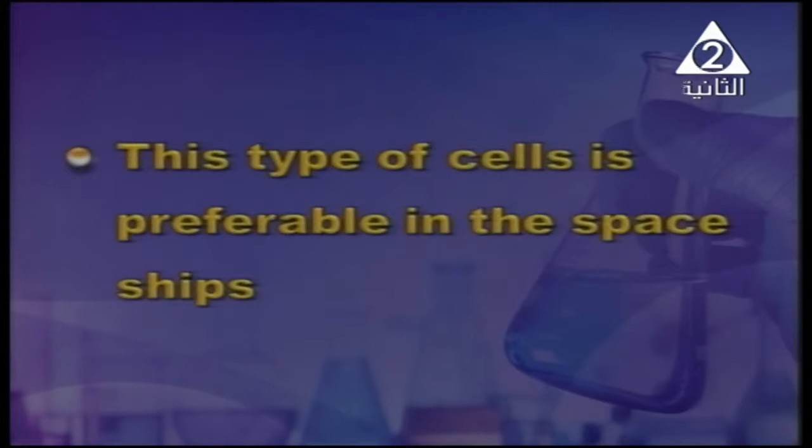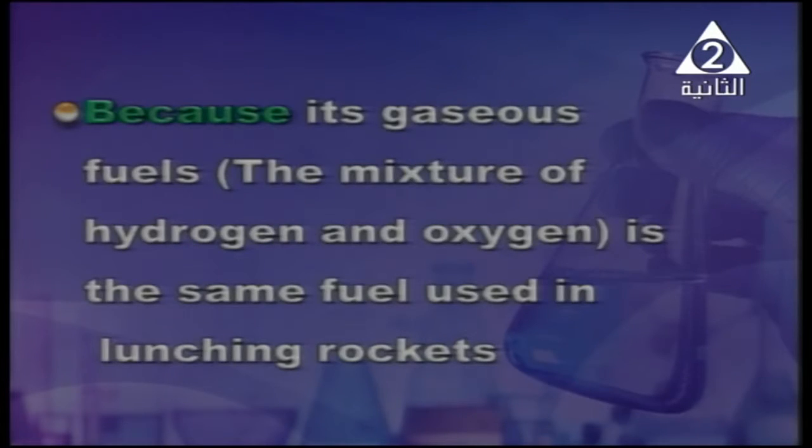This type of cell is preferable in spaceships. Why? Why is this type of cell preferable in spaceships? Because its gaseous fuel, which is the mixture of hydrogen and oxygen, is the same fuel used in launching rockets.